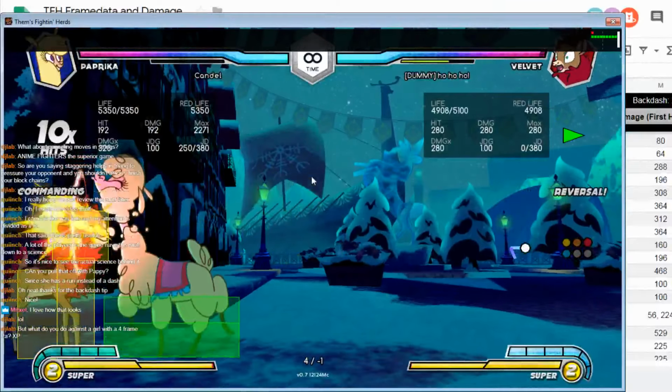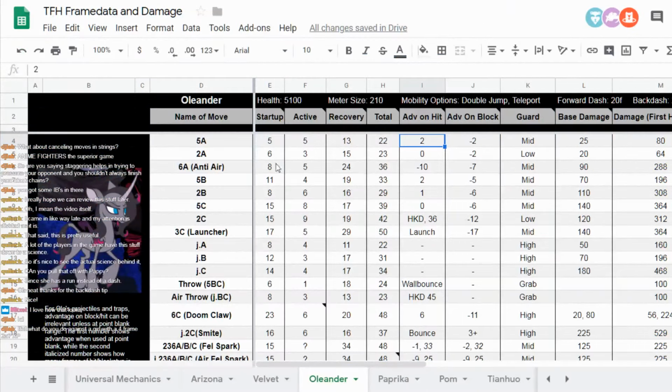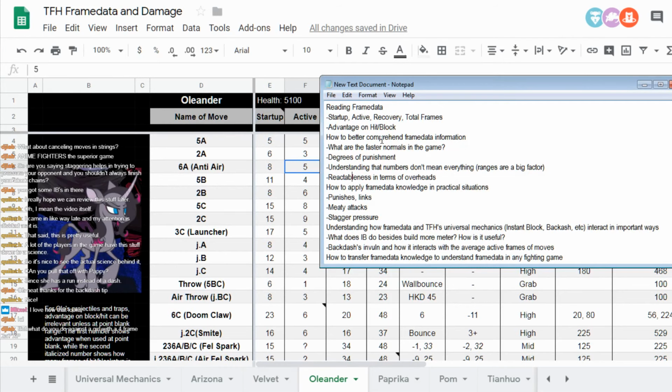Like, you can reset after this, you know. You can do a stagger and then reset after that, but, you know. Advantage on hit isn't super important in this game. It's more advantage on block that you want to look at.